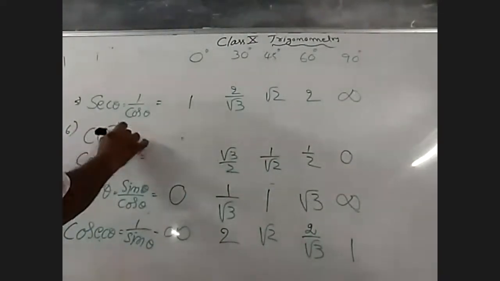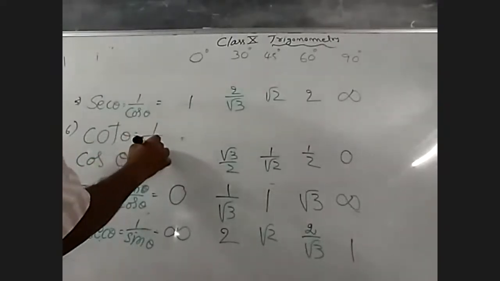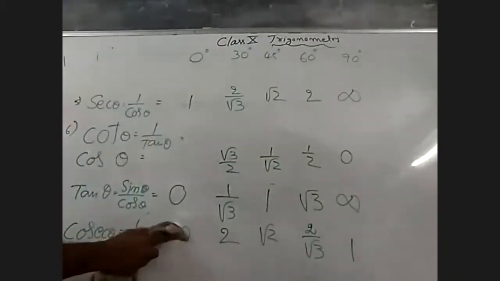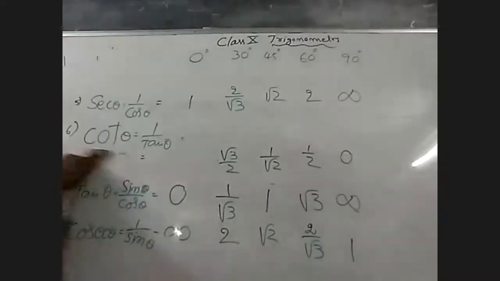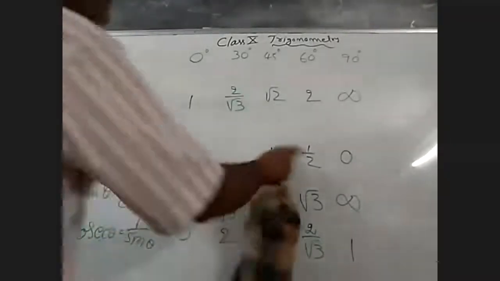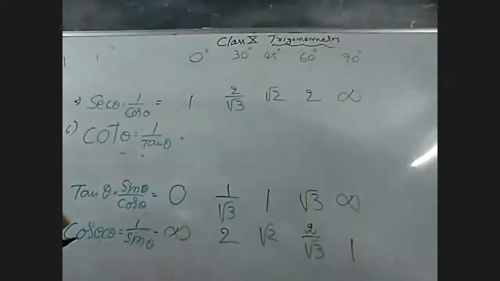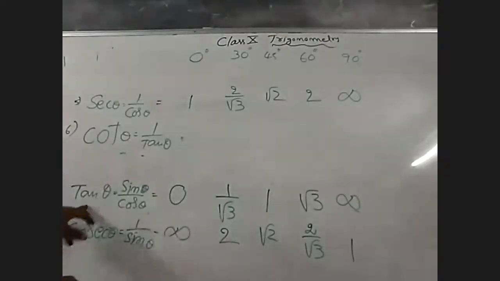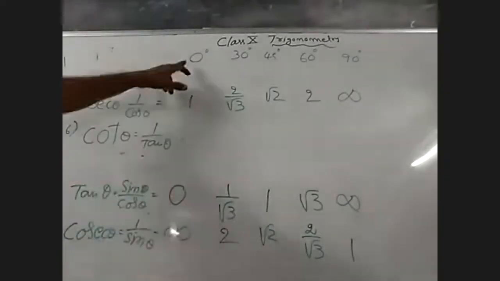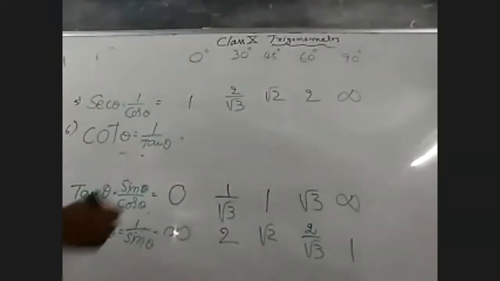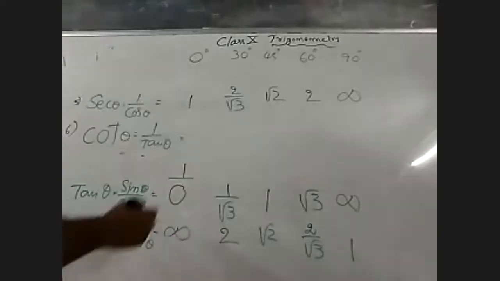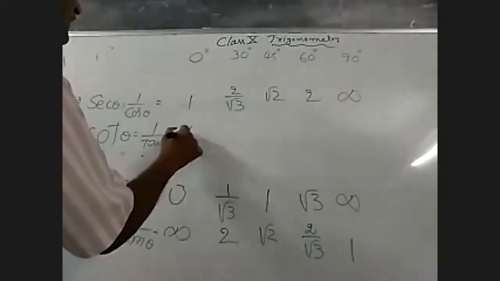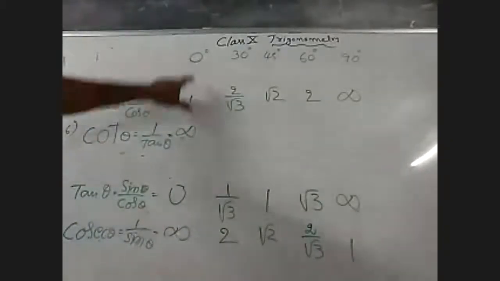Next, the last one. Cot theta is equal to 1 by tan theta. Now the tan values. Where are the tan values? Here, tan 0 is 0. Cot 0 means 1 by tan 0, which is 1 by 0. Therefore, division by 0 gives infinity. So cot 0 is infinity.